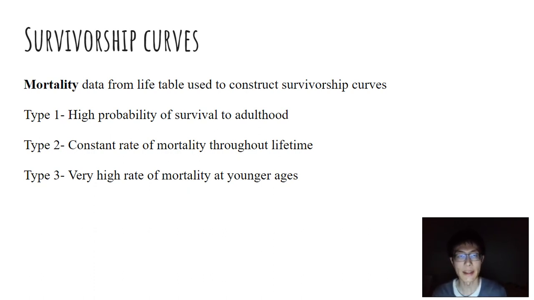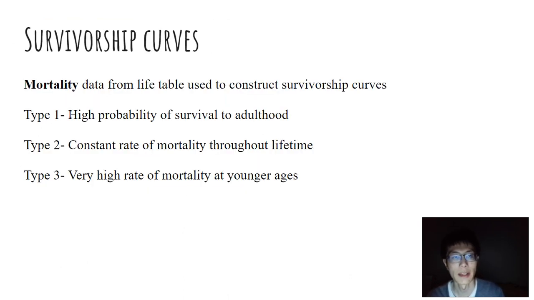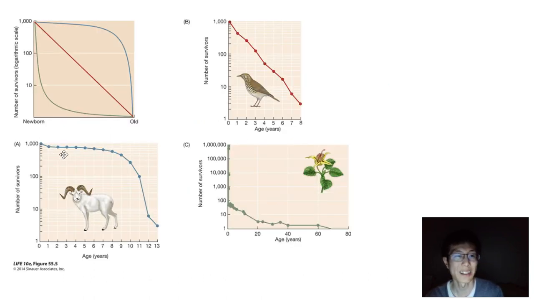So what's really fascinating is that you can graph these, and this is honestly what it looks like. You have type 1, which is shown over here, type 2, which is shown over here, and type 3, which is shown over here. So remember, type 1, high probability of survival to adulthood, so relatively high probability of surviving in the adulthood, and then it tapers off, and your mortality increases with age, so the number of survivors ultimately decrease with age.